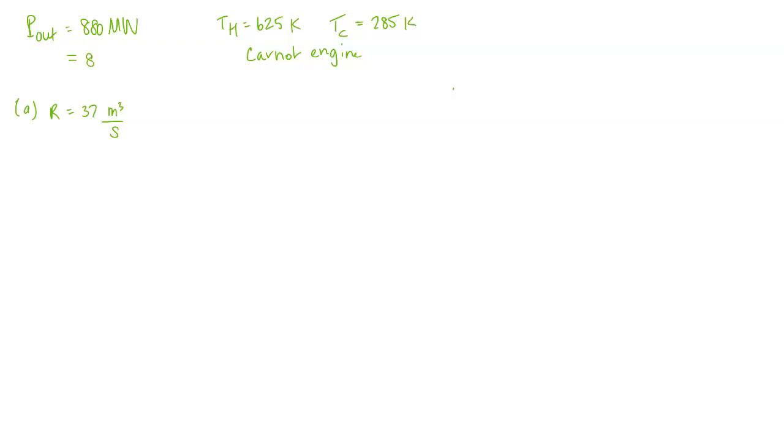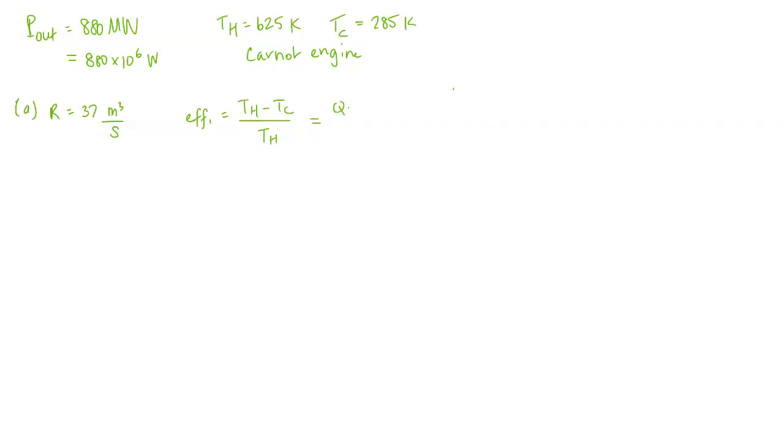All right, so one of the first things we're going to want to do is convert that power output of 880 megawatts. Let's express that in watts, 880 times 10 to the 6 watts. And the fact that this is going to operate as a Carnot engine clues us into a couple of very important relationships. So the efficiency, I'm just going to label it EFF, is equal to, for a Carnot engine, the difference between its operating temperatures, T hot minus T cold, divided by T hot.